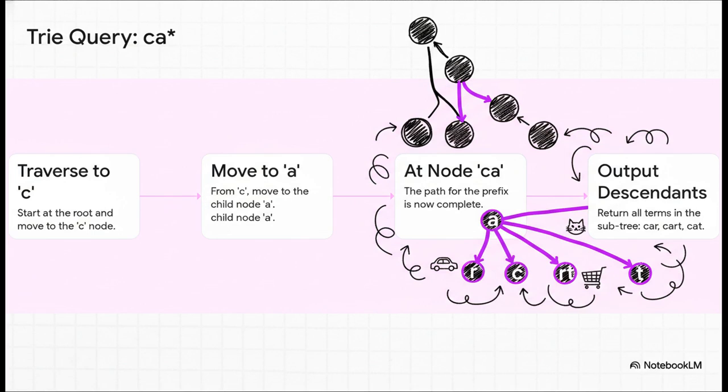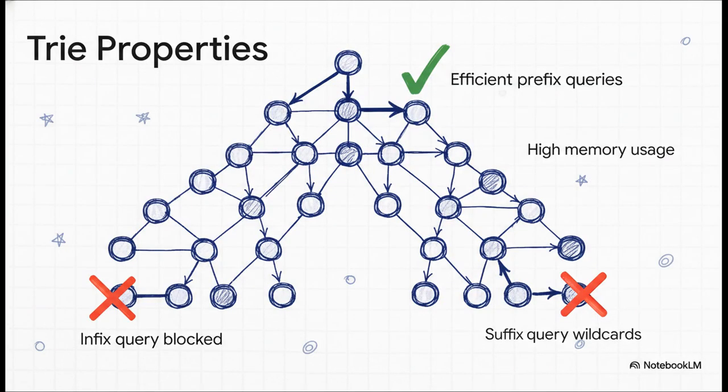So when we search for something like cat, the process is super intuitive. We just walk the tree. We start at the root, go down to the C node, then from there down to the A node. Once we're at the spot that represents the prefix ca, the query just becomes, hey, find every single word that can be formed from this point onward, and the tree's structure naturally leads us to all of its descendants, car, cart, cat. For prefix searches, our problem is solved. Now, tries are a huge improvement. They give us lightning-fast prefix searches, and they're still great for exact lookups too.